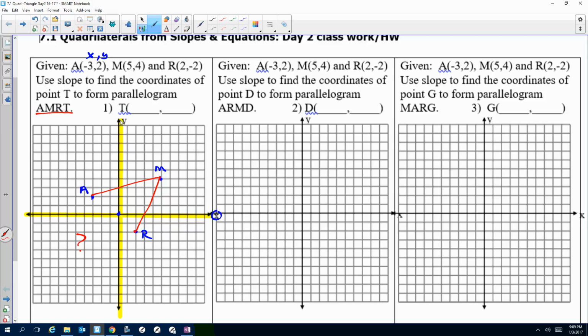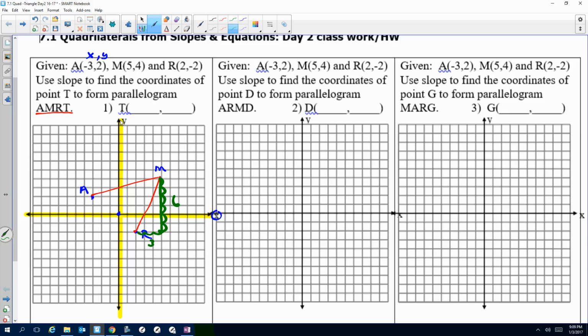Because it's a parallelogram, opposite sides are going to be parallel, meaning they're going to have the same slope. Well, I have the side AM, or I have the side MR. You can decide, but I'm going to do the MR because to me, it's just a little easier. So to move from M to R, I have to go down. We count those units. That's 1, 2, 3, 4, 5, 6 units. And then I go to the left 1, 2, 3.